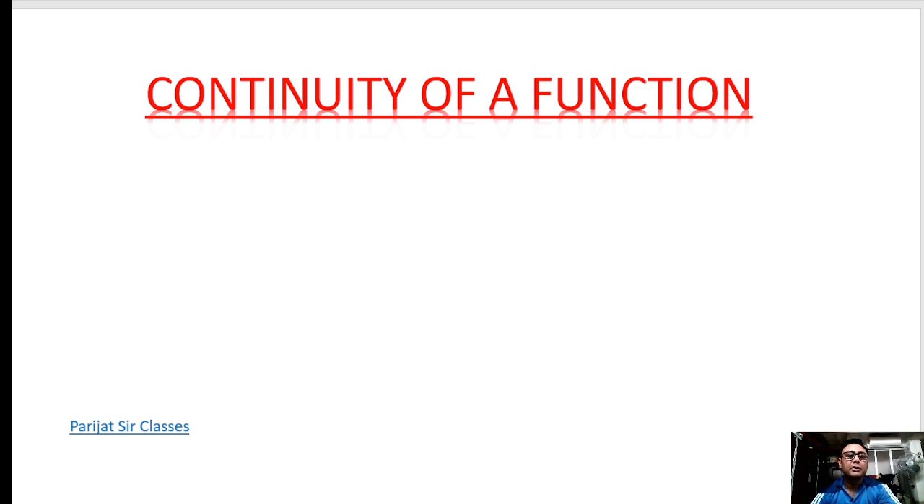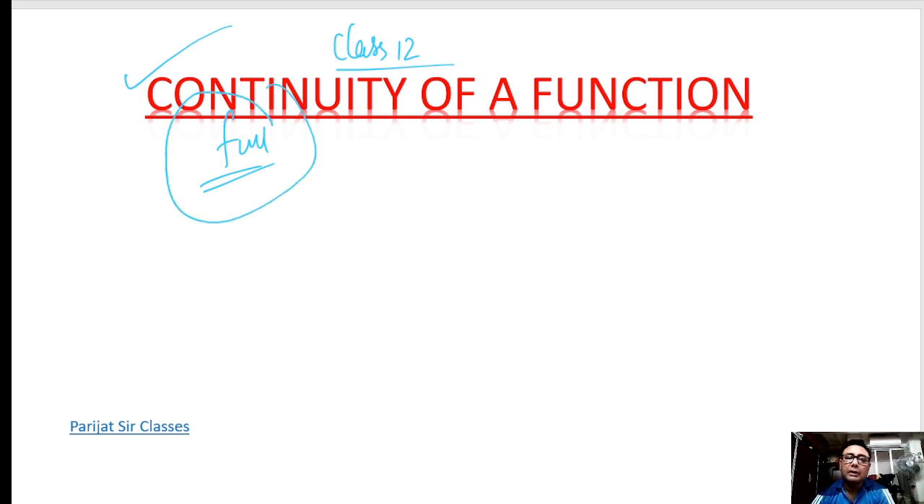Today we will be discussing another topic of mathematics, which is called the continuity of a function. This is class 12 mathematics going on. This is the full continuity I have discussed here, and I can guarantee you nothing outside this is going to come from continuity for any board exams or any other competitive exams.